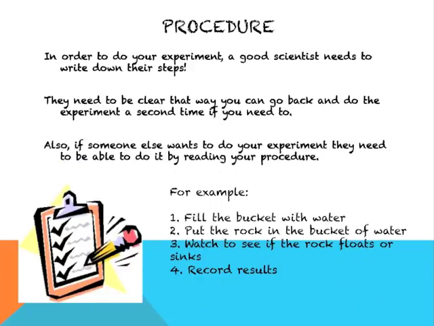Now we have our procedure. In order to do your experiment, a good scientist needs to write down their steps. They need to be clear, that way you can go back and do the experiment a second time if you need to. Also, if someone else wants to do your experiment, they need to be able to do it by reading your procedure. For example, number 1, fill the bucket with water.